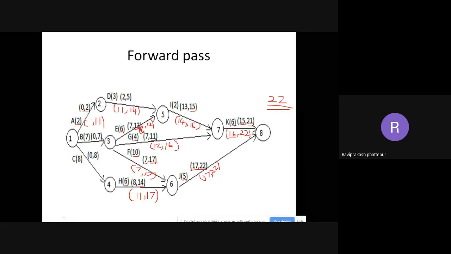Yeah, 11 minus 2, students. 9. So this is 9 comma 11. So now coming to B. What do I need to take now for B? Where will it end?